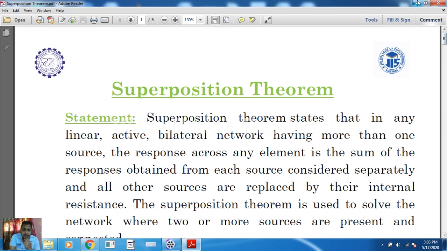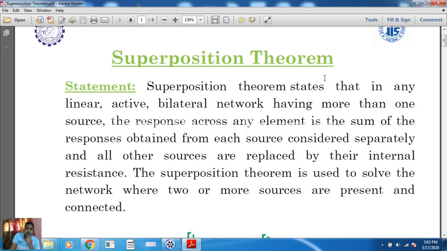The superposition theorem states that in any linear active bilateral network having more than one source, the response across any element is the sum of the responses obtained from each source considered separately, and other sources are replaced by their internal resistance. The theorem is used to solve networks where two or more sources are present and connected. Already we have discussed that for applying it, we need two sources, and the circuit should be linear and bilateral.